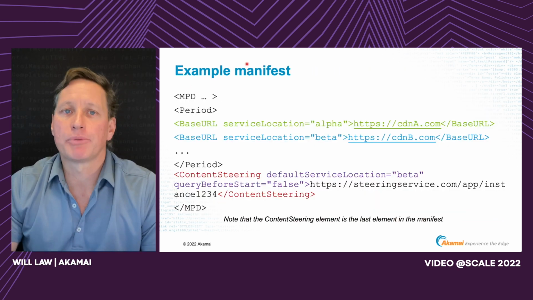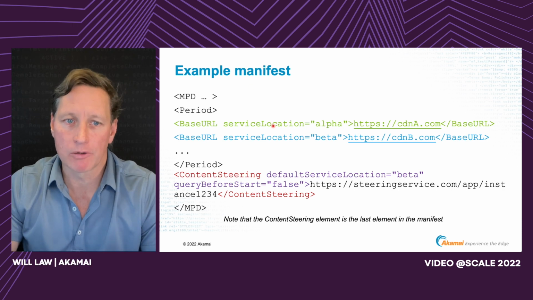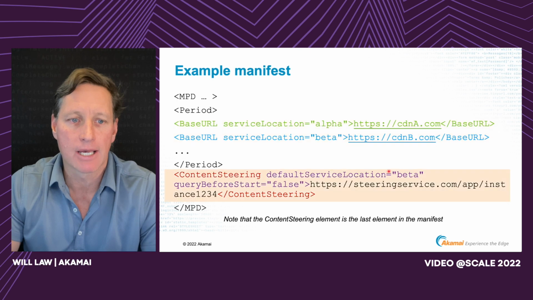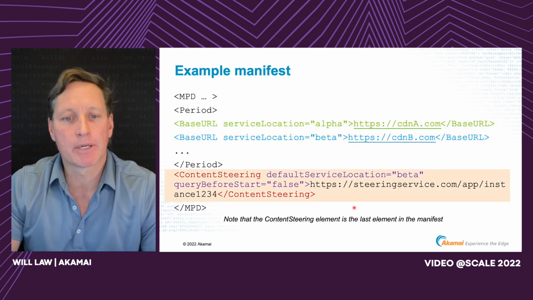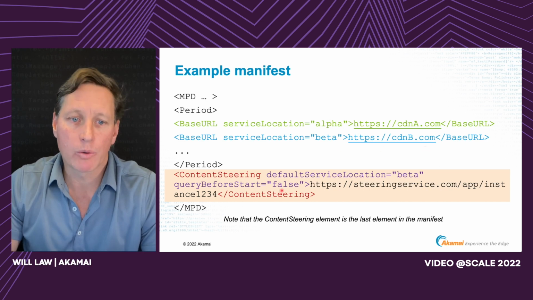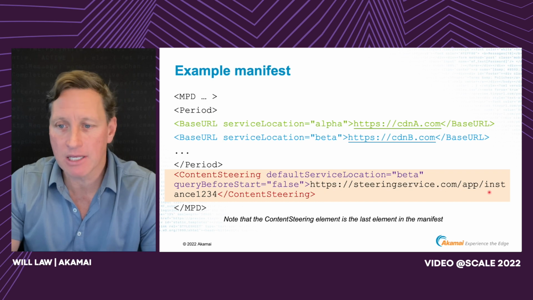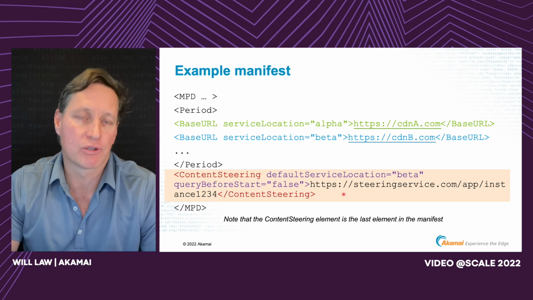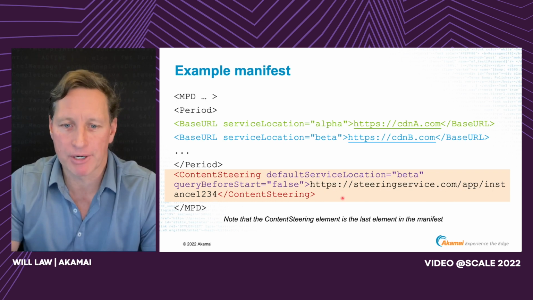So here we see an example Dash manifest. We've got our base URL with two service locations, alpha and beta up here, pointing at two CDNs. And here's our new content steering element. This one tells you that the default service location is in fact beta. So this player should go start with beta in the beginning and not with alpha. And its query before start is false, so it can make its own decision on how it starts up. And there's the URL pointing at the steering server. It's actually quite simple in practice.